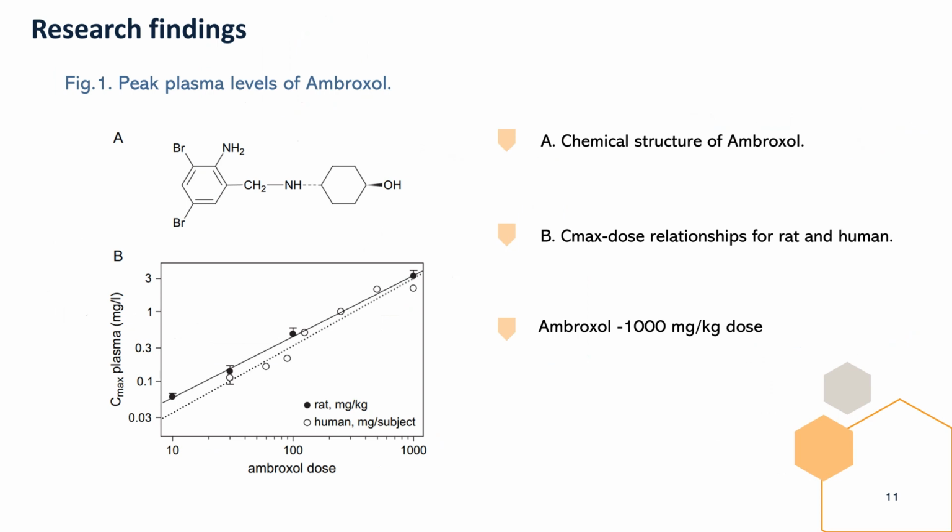Figure 1 shows the dose requirement to obtain meaningful plasma levels in humans. Panel A displays the chemical structure of ambroxol. Panel B shows the maximum concentration values of plasma from clinical trials and their relationship with the dosage for humans and rats. It is important to note that rats required higher doses. Therefore, researchers decided to administer up to 1,000 mg per kg to test the analgesic properties of ambroxol.